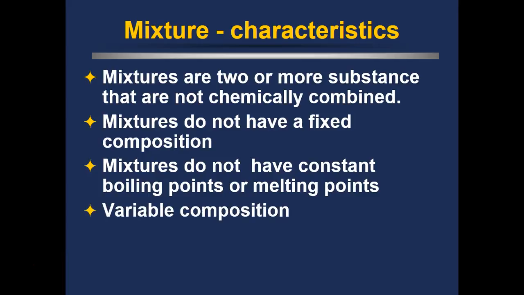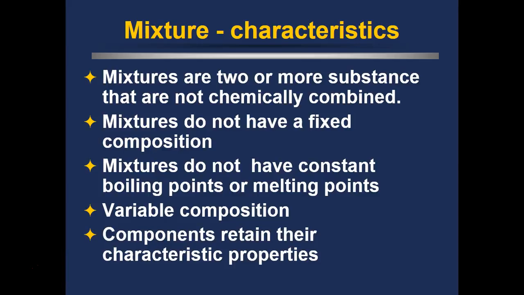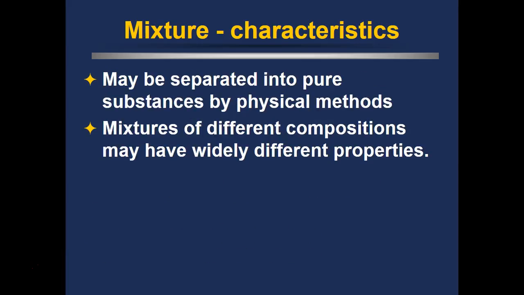Basically saying the same thing, mixtures don't have a fixed composition. That means their composition is variable. It can change. Components in a mixture retain or keep their characteristic properties. They can be separated into pure substances by physical methods, and mixtures of different compositions may have widely different properties.